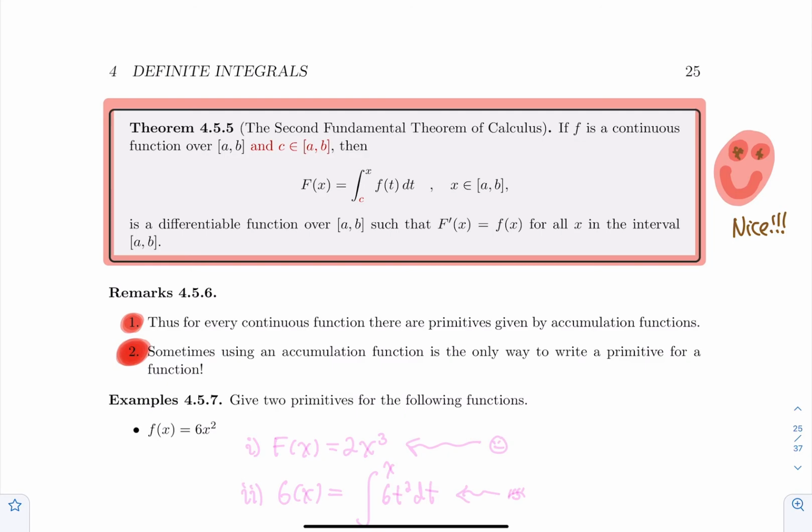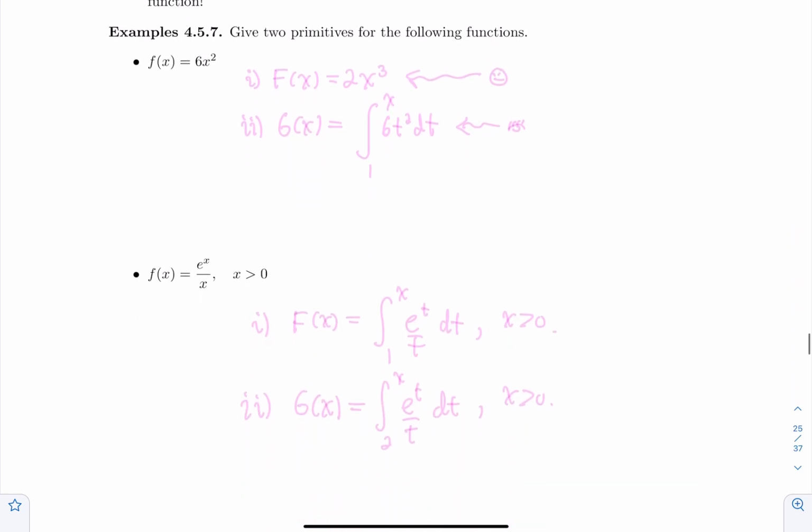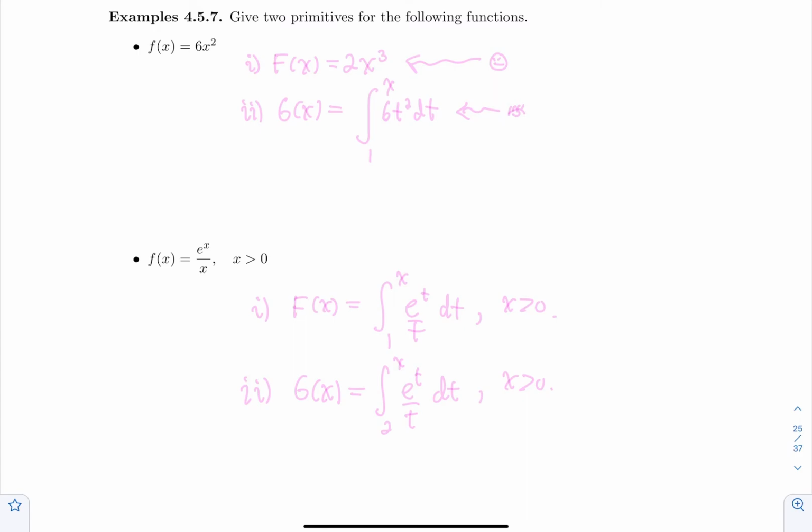So here are two examples. For both examples, we're going to give two primitives for these functions. For small f equal to 6x squared, we could construct a primitive the following way. Here I'm just going to use the fact that this is an easy function to integrate. So you could use F of x equal to 2x cubed. That would work. So this would be one nice answer. But you could be creepy and use another way.